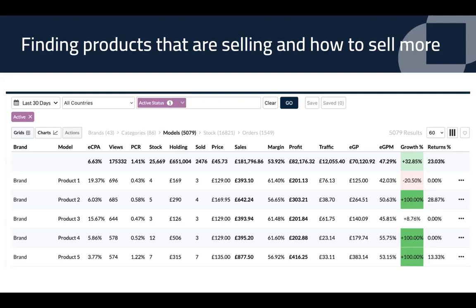It's important to always test and try to improve on that. If you're just taking your images directly from a supplier, what sets you apart from another retailer selling the exact same product? You have to give customers a really good reason why they should trust you and why they should buy from you.